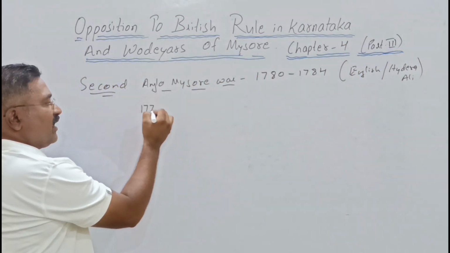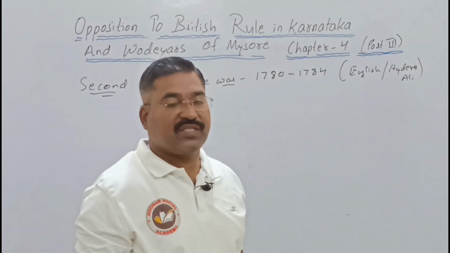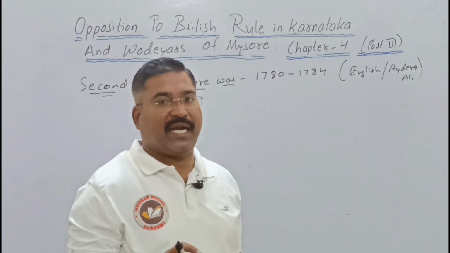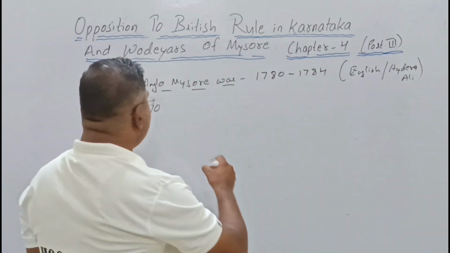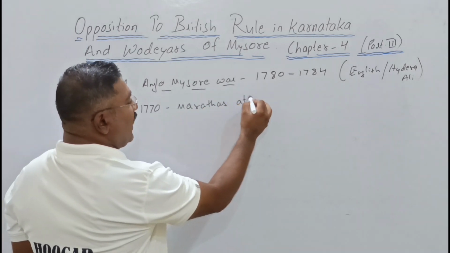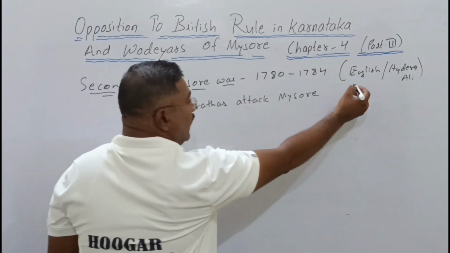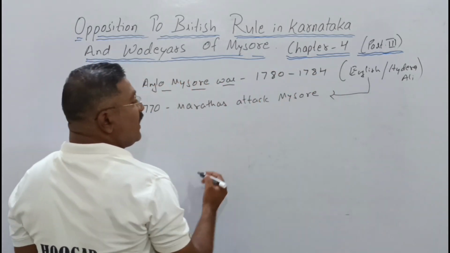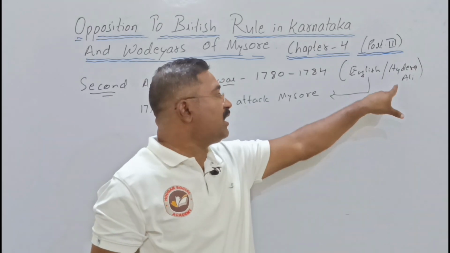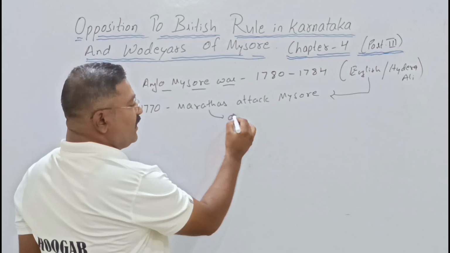In the year 1769, the Treaty of Madras was signed, and the English promised to help Hyder Ali if anyone attacked him. But in the year 1770, when the Marathas attacked Mysore, the British did not come to the help of Hyder Ali, which caused the Marathas to defeat him.